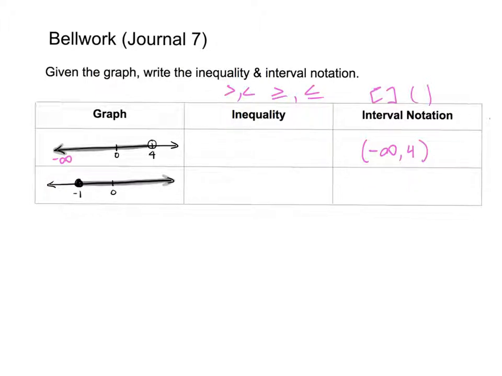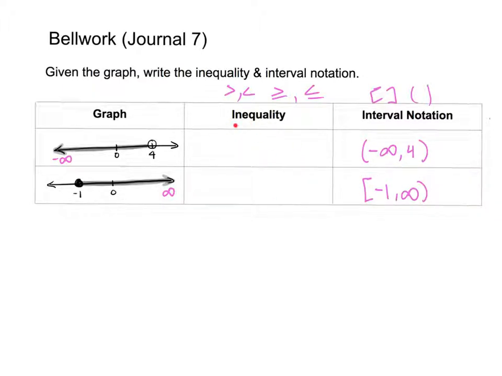Okay. Now let's do that with the second one here. This is from -1, and it's shaded in this region, so it's headed towards positive infinity. And so we're going from -1 to positive infinity, with a parenthesis on the infinity and a bracket on the -1. So now we've completed the interval notation part. Let's look at the inequality.